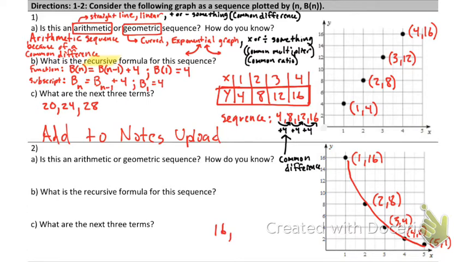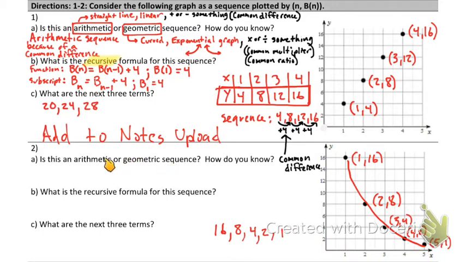16. Our second term in the sequence is 8. Our third term in the sequence is 4. Our fourth term in the sequence is 2. And then our fifth term in the sequence is 1. Okay, there is my sequence.